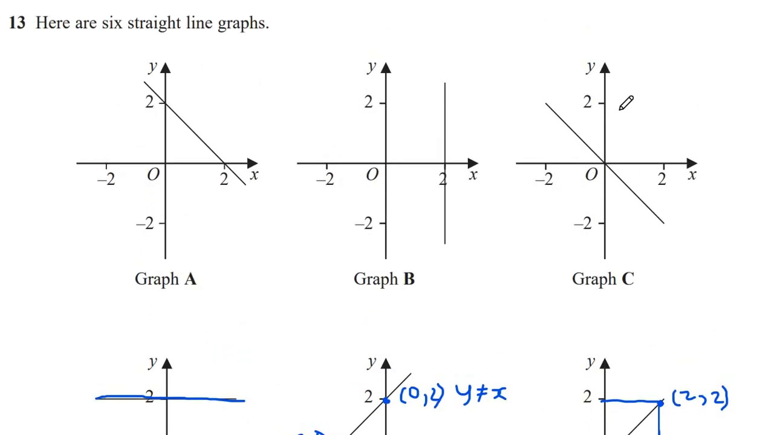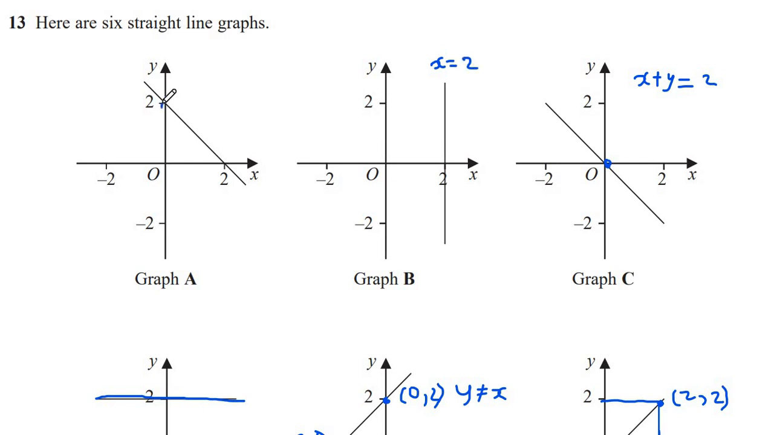Let's check. Here, well, this is the point (0, 0). So 0 plus 0 is 0. It's not going to give us 2. We need the x and y values to add up to 2. Here, this is definitely not the equation, because this is x equal to 2 only.